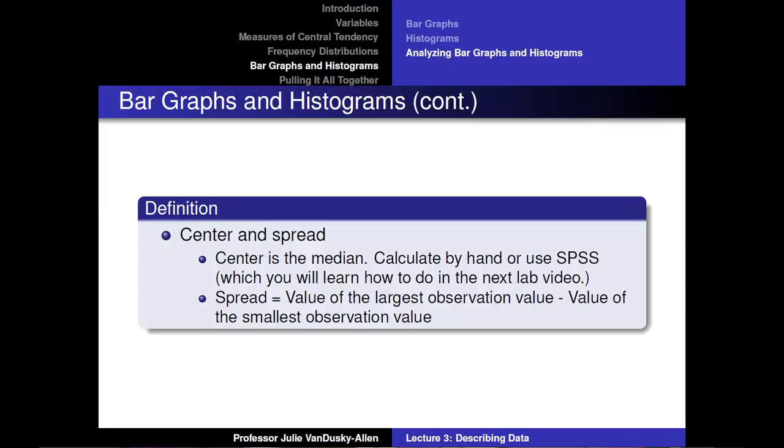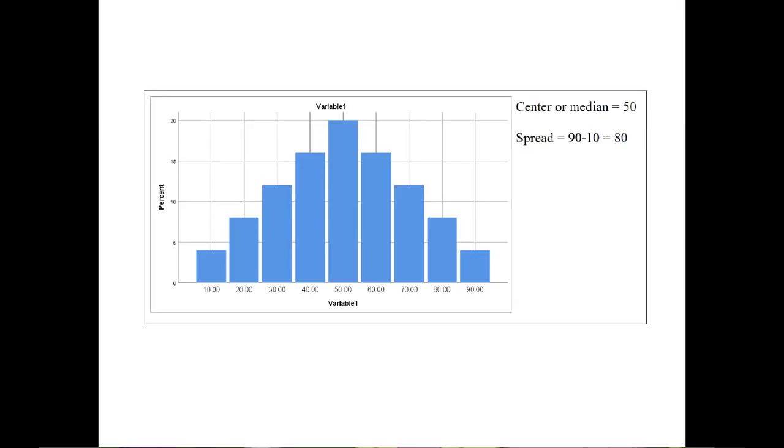The simplest way to calculate the spread of a bar graph or histogram is to take the value of the largest observation and subtract the value of the smallest observation from it. For example, in this bar graph, the center or median is 50, and the spread is 90, the largest value, minus 10, the smallest value, which is 80.